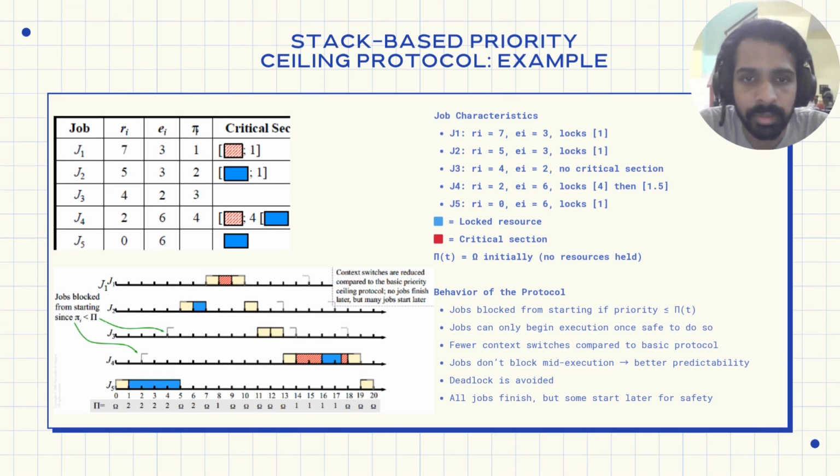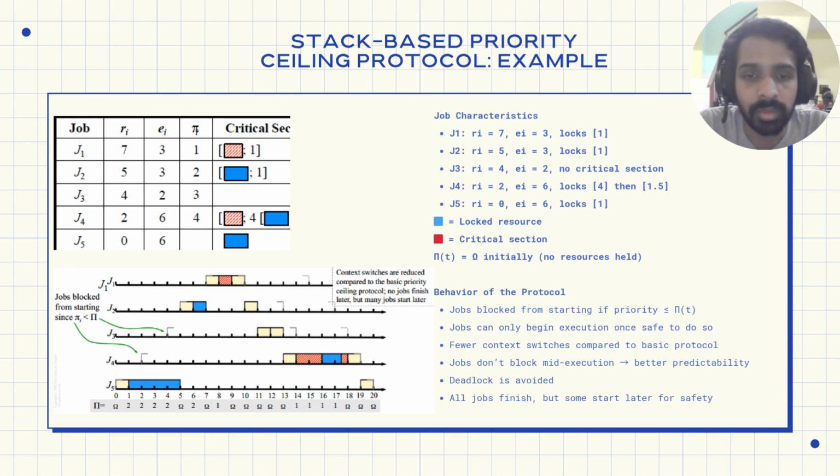The job characteristics are: J1 has release time 7, execution time 3, and locks resource 1. J2 has release time 5, execution time 3, and locks resource 1. J3 has release time 4, execution time 2. There's no critical section here. J4 has release time 2, execution time 6, and it locks 4, then 1.5. J5 has release time 0, execution time 6, and it locks 1.